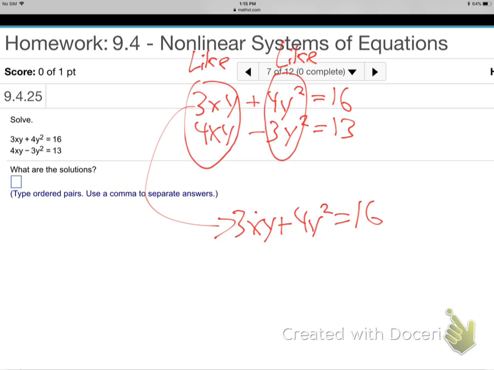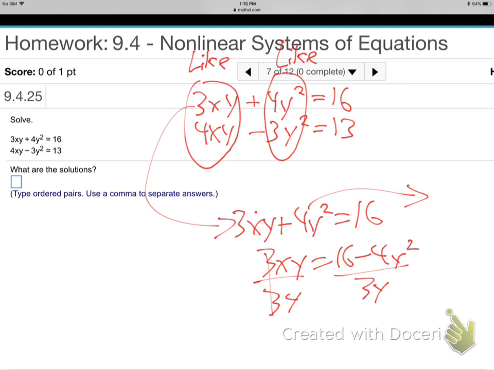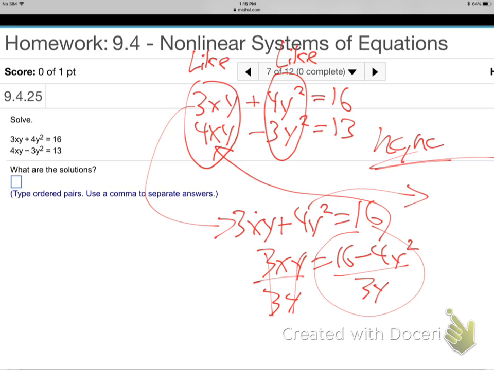So say you think, okay, I'll solve for x. Move that over, get 16 minus 4y squared. How are you going to solve for x now? Divide by 3y. Okay, there's x. You want to plug that in? Not nice at all. Awful. Right? Don't do that. No substitution on this one. It'd be terrible. Instead, we're going to do the addition method. So let's go back, restart, and do the addition method.